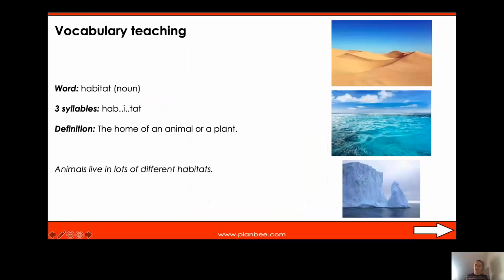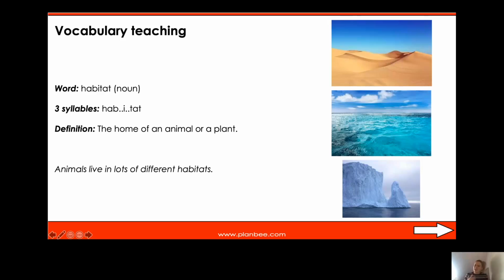Well, a habitat, which is a noun, has 3 syllables. Will you clap them with me? Okay, 3, 2, 1. Habitat. Fantastic. And a habitat, well done if you remembered, is the home of an animal or a plant. So it's where an animal or a plant lives. And as I said, animals live in lots of different habitats. So on the side, we've got 3 examples of some habitats. We've got the desert, we've got the ocean, and we've got a cold environment like the Arctic. I wonder which animals live in these different habitats.